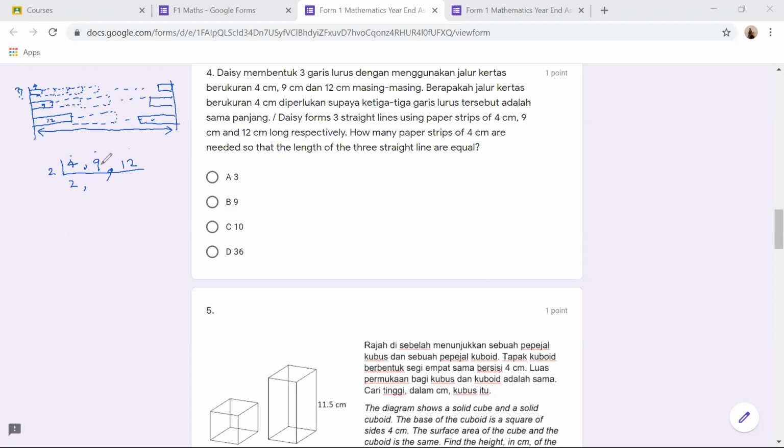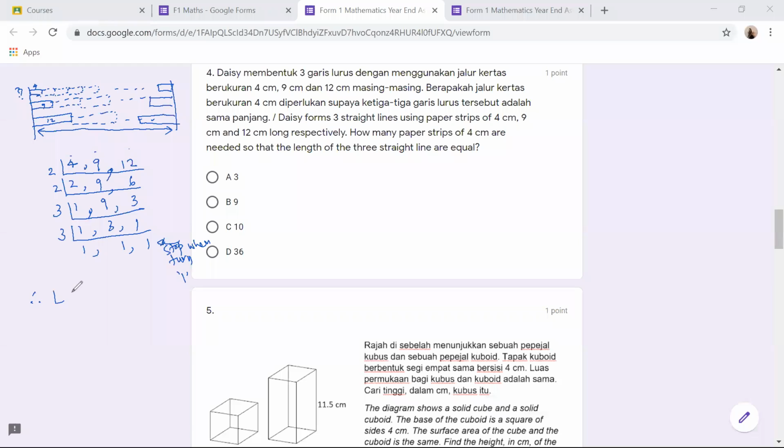Now 4, 9, 12, the most common factor is 2, so just choose 2. So 2, 2, 4. The 9 cannot be divided, so just bring it down. And then 6. And then continue to divide by 2. 2, 1, 2. 9 cannot be divided, just bring it down. 3. And then we are left with 9 and 3. So the common factor will be 3. Bring down the 1. 3, 3, 9. 3, 1, 3. The final objective is to turn every number to be 1. Stop when every number turns 1.